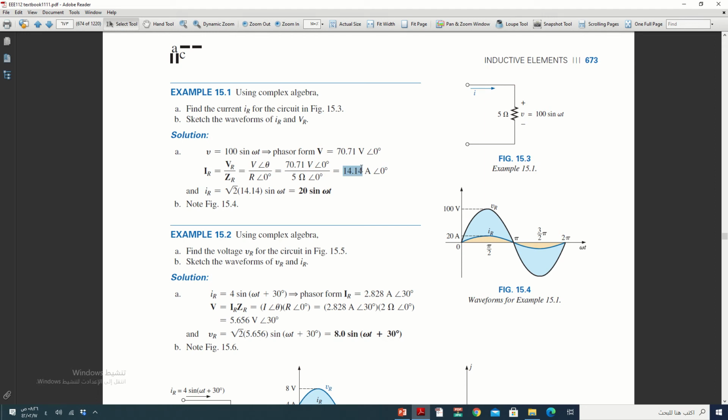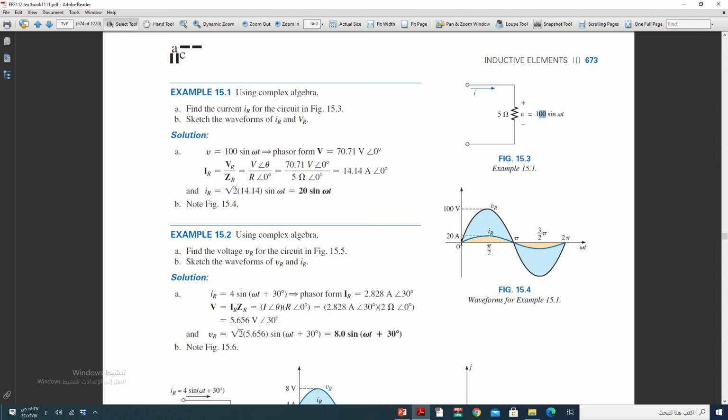Now, this is the RMS value for the current, and we need to write the final answer in sinusoidal expression. We need to multiply 14.14 by root 2, like here. If we multiply, we will get 20 sine omega t. This means the peak for the current is 20, like here. If we draw the current here, the peak is 20, and the voltage, the peak is 100, as given in the question.